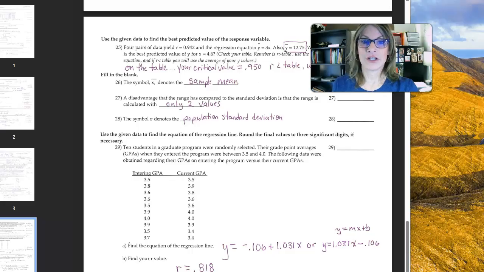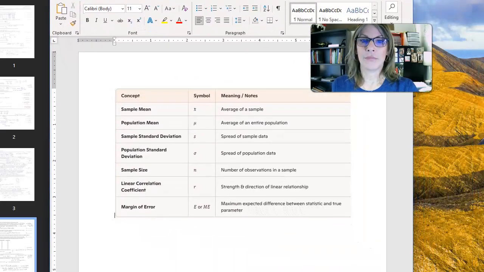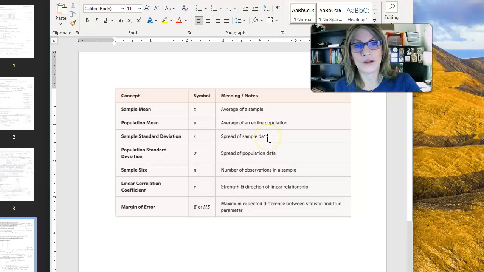Sigma is the population standard deviation. But I need you to know all of these different symbols. We're going to have a section for matching. The sample mean is X bar, the population mean is mu, the sample standard deviation is S, and the population standard deviation is sigma, like a 6 that's kind of been whooped over by the wind. Sample size is N, and our linear correlation coefficient is R, and the margin of error is E.